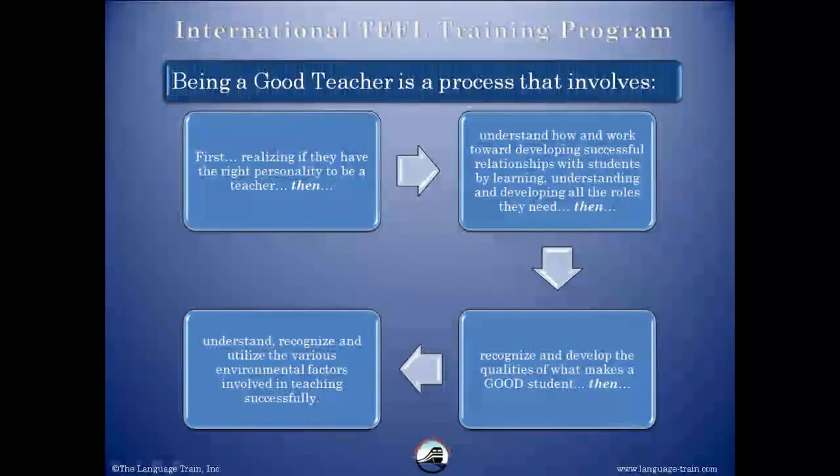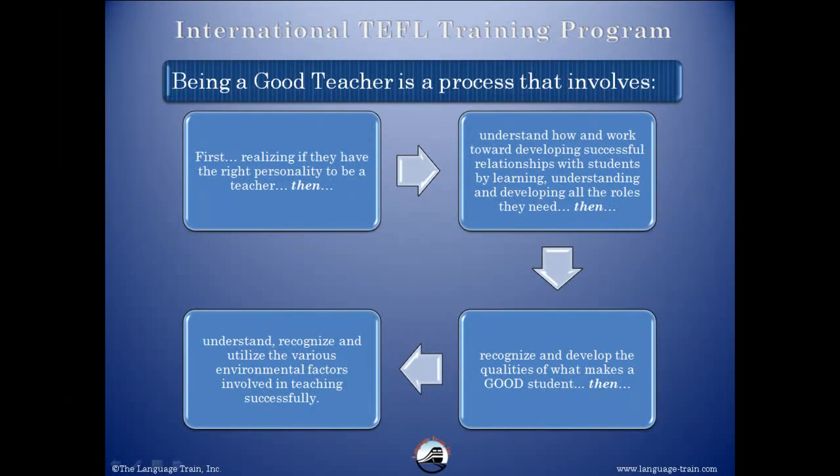So, when it comes right down to it, to sum it up, being a good teacher is a process. Okay? It isn't just, bam, I'm a good teacher. Becoming a good teacher is a process. First, you have to realize that you have the right personality to be a teacher. If you recognize that you have this personality, then you can go on to understand how and work toward developing successful relationships with students by learning, understanding, and developing all the roles they need you to fulfill. Okay, that goes back to all those roles we talked about.